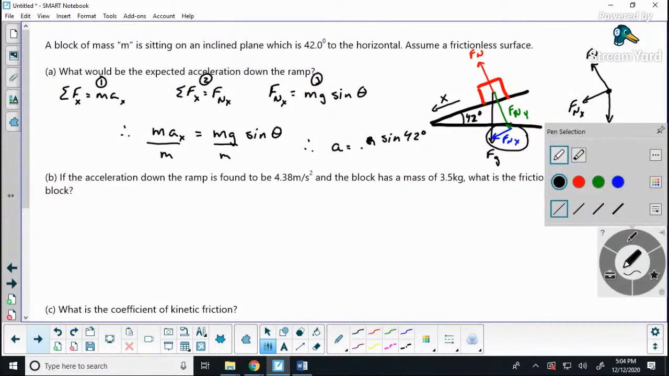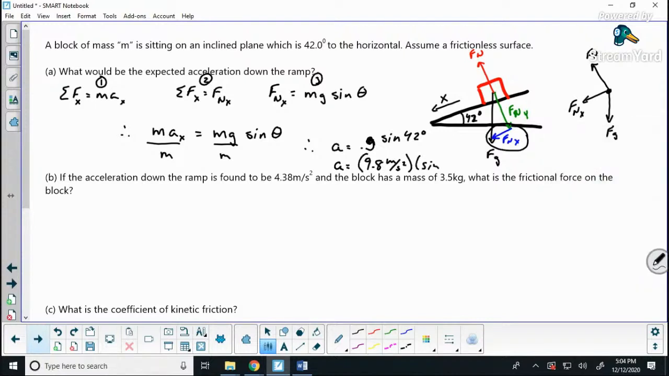Okay. Now what I can do is plug in my acceleration due to gravity. So that is going to be 9.8 meters per second squared, all times sine of 42 degrees. And I get that acceleration in the x, or down that ramp, would be 6.56 meters per second squared. So if this were a frictionless surface, that would be its acceleration down the ramp.